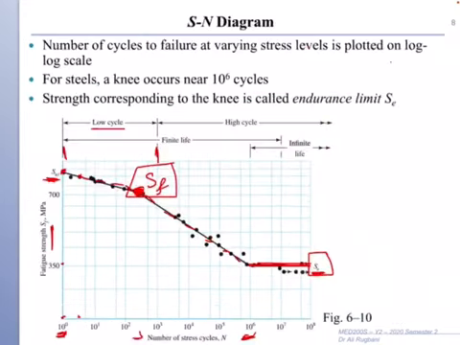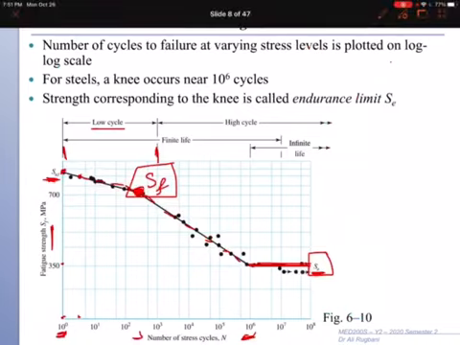And now you can draw this curve. You have ultimate strength, you have endurance strength, you have strength of failure at 1000. So ultimate strength, which is strength at 0 cycles, this strength is at 0 cycles here, and this strength endurance limit, and this strength SF at 1000 cycles.